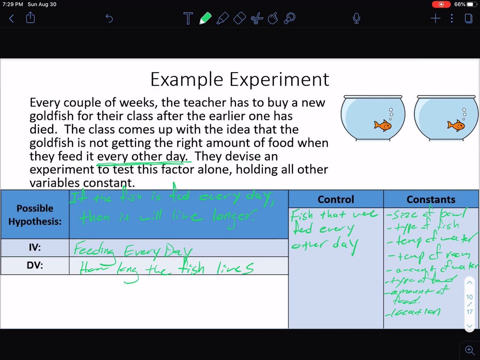You will be getting practice with more experiments, trying to create hypotheses from the experiment, from the data given, and identifying variables: the independent, dependent, constants, and control.